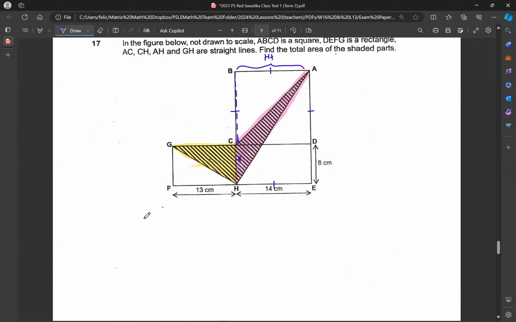All right, so let's do the area of the triangle, the yellow one first. The triangle is GCH, right? So this is the yellow triangle. Half times base times height. So the base is your 13. Height is your CH, which is 8. Do the calculations and you should have 52 for this.